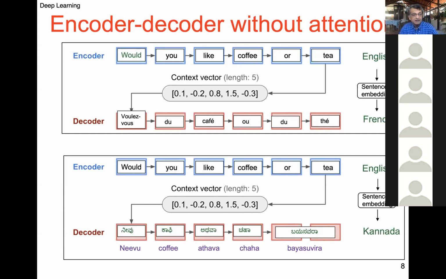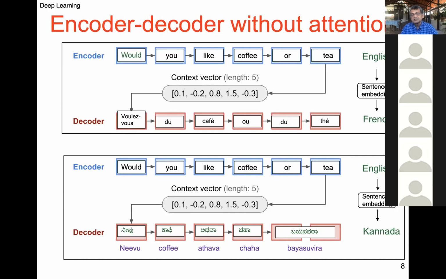It could be an LSTM or a GRU that's doing that kind of processing. When we finish looking at the word tea, it generates a context vector, which happens to be of length 5. That's not particularly important. It is a bunch of numbers, 0.1, -0.2, 0.8, 1.5, -0.3, and you can get any size of embedding you want by your architecture design. It is capturing all the information contained in "would you like coffee or tea?"